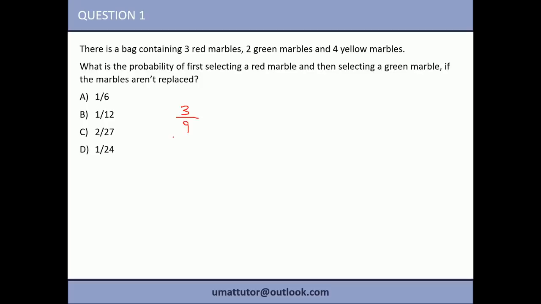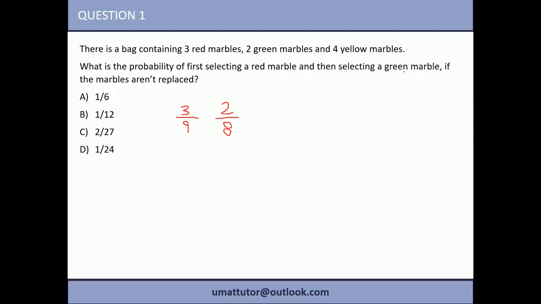But we're being asked what's the probability of doing that and then also selecting a green marble. So ask yourself, what's the probability of then selecting a green marble if that one marble from before hasn't been replaced? So in other words, we've taken one red marble out of the bag, so we've only got 8 marbles remaining, and we've still got 2 of those which are green, so it'll be 2 on 8. So these are the 2 probabilities of first selecting a red marble and then selecting a green marble.